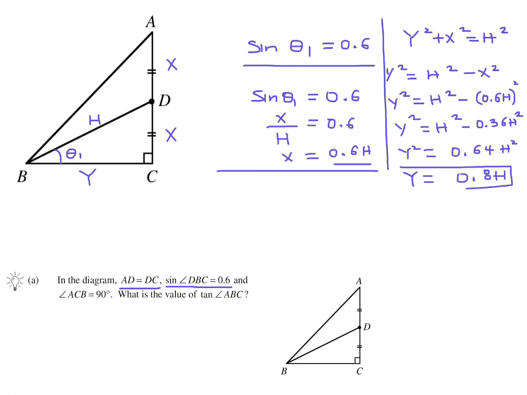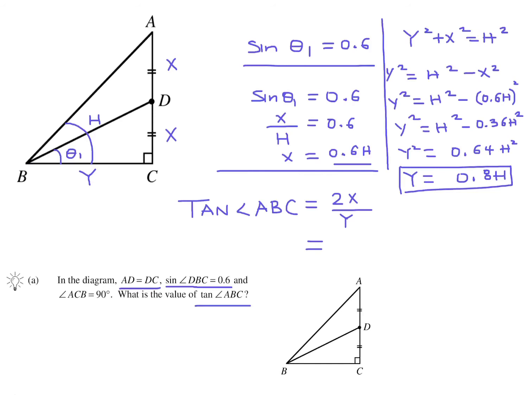So now we have another relationship. All right? So what do they want us to figure out? Tan of ABC. So tan of this angle, ABC, is equal to, how do you figure out tan? It's opposite over adjacent. So opposite would be this whole thing right there, which in our case is 2x. And the adjacent is right there, which is y.